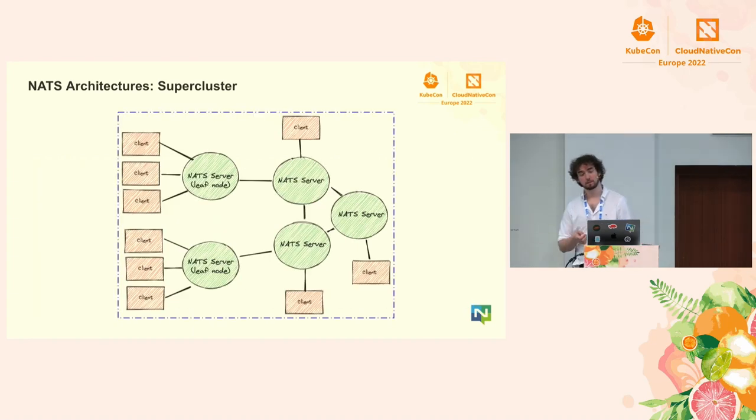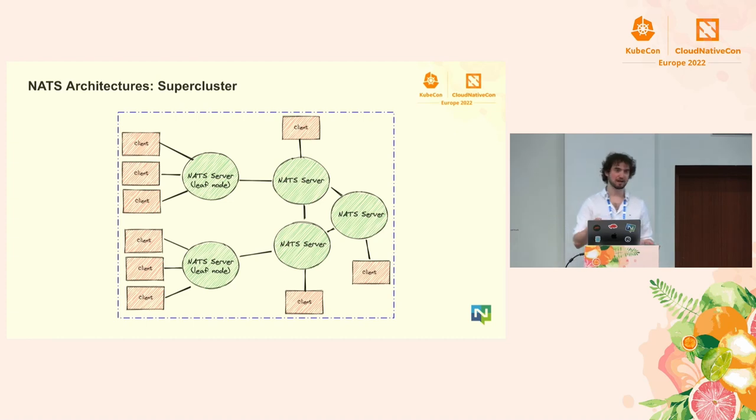And the last one, and for sure not least, is superclusters with leaf nodes. It could be a cluster or a supercluster with leaf nodes. Leaf nodes are NATS servers that can also run as clusters, and that don't have to have a constant link with, for example, the cluster. So they're great for IoT applications. You can have a leaf node sitting on the edge device in the factory and have the cluster in the cloud that, for example, aggregates all the data.